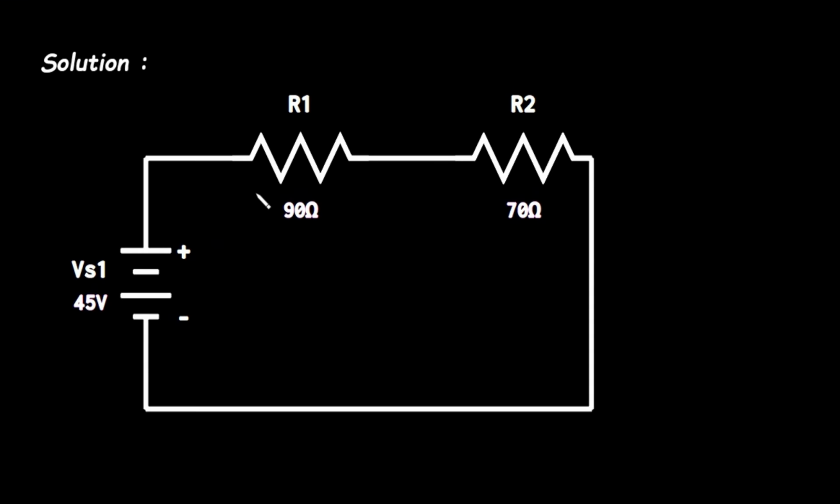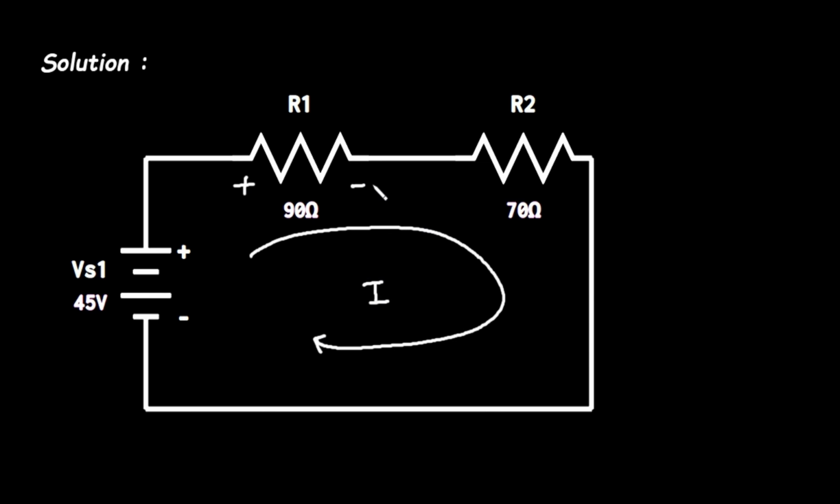Now here we can see the positive polarity is here. So the current will flow from this direction to this direction like this, and let's say this is current I. Now according to the direction of this current I, this will be positive and this will be negative. Again this will be positive and this will be negative.